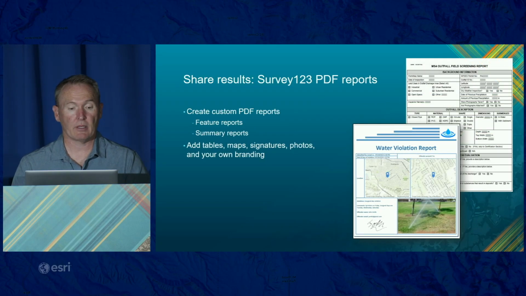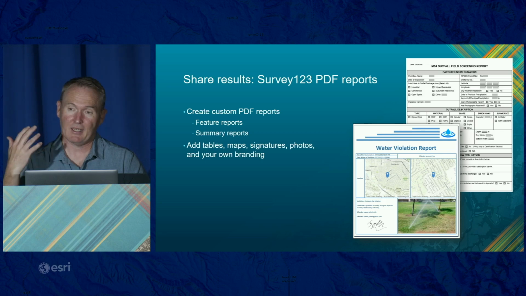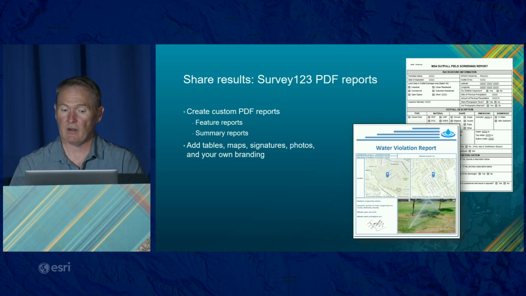But we also have the ability to create PDF reports from your surveys. You can create a custom PDF report where you set up a template with your own branding, logos. You can include a summary of the feature or multiple features that have been captured. You can add tables, maps, signatures, photos, all that into this report. You set up the template, you run the report, it pulls in the data, and that can then be shared as a PDF, which can be emailed or archived and used in various ways. So a powerful capability of the Survey123 product.